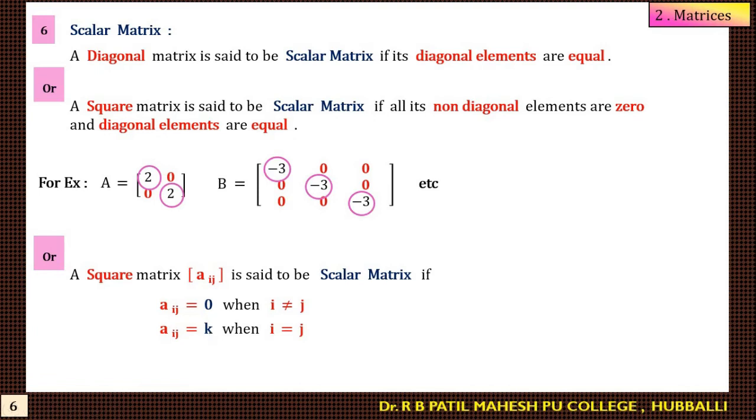It is not different. If it is a different i and j, for example i equal to 1, j equal to 2, that is position a12, then the element value is taken as 0. So that means non-diagonal elements become 0 and diagonal elements become the same number. Then you will get this type of matrix. That is a scalar matrix for some constant k.